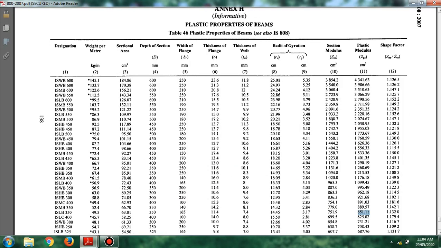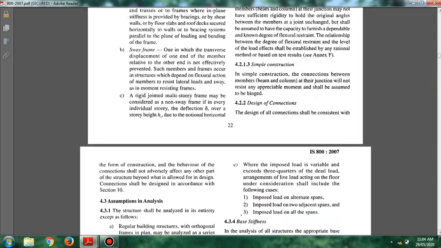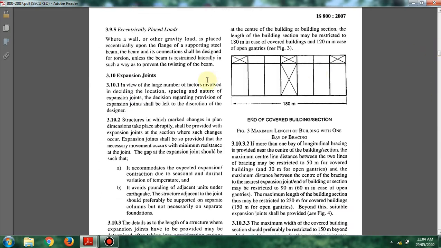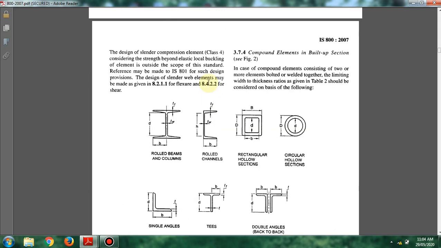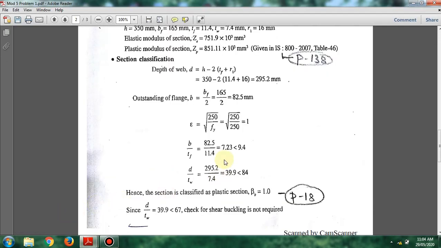So the depth of web is given by D, which is the total depth H minus 2 times the thickness of flange plus 2 times the root radius curve. If I subtract, I get 295.2, that is the depth of web. Next is the outstand of flange, that is half of the width of flange. BF is 165, so it is 82.5.